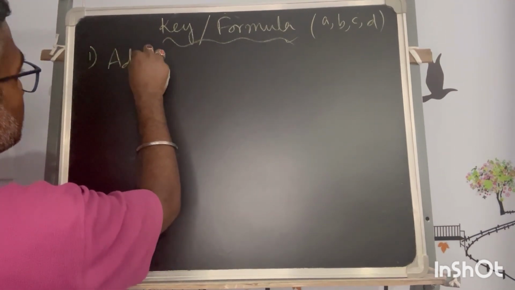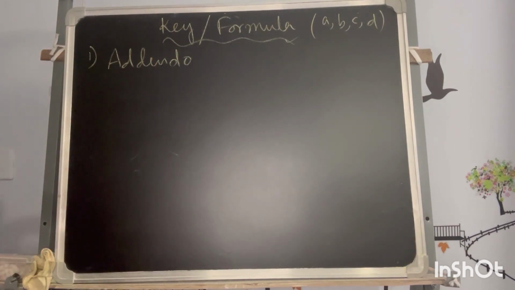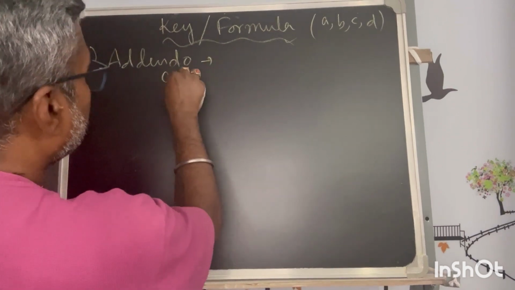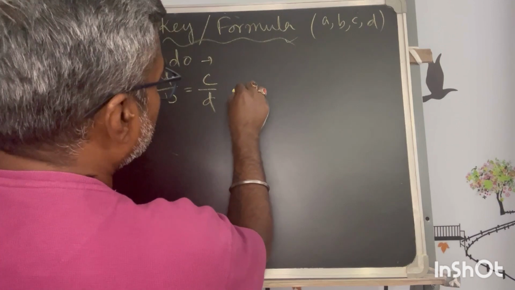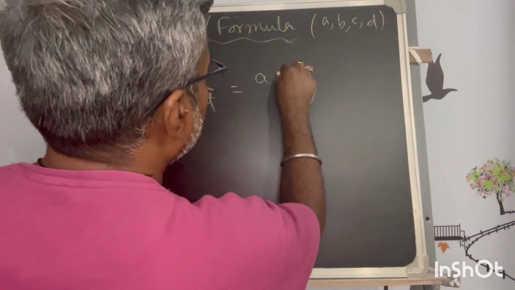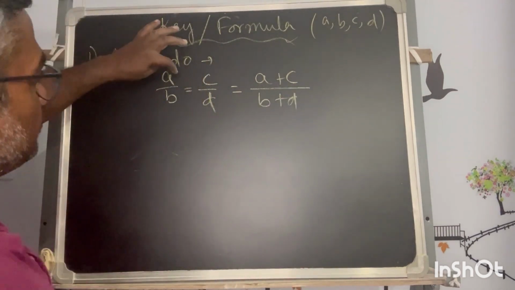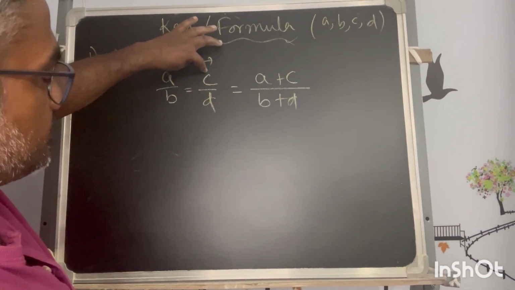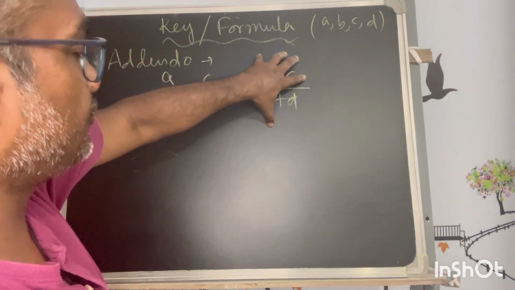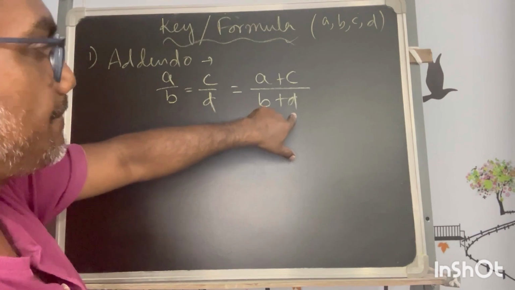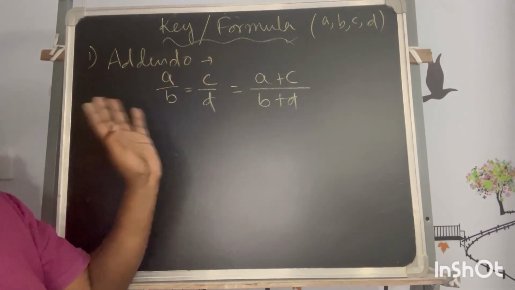Now first of this is called addendo. Okay, so in this, if a by b is equal to c by d, that also is equal to, if I club this, means we are adding these antecedents, we are adding these consequents, then the ratio whatever you will find is the same as the original ratios, a by b or c by d.